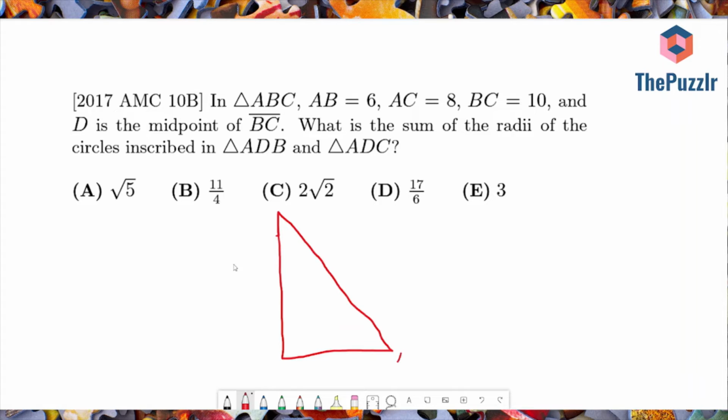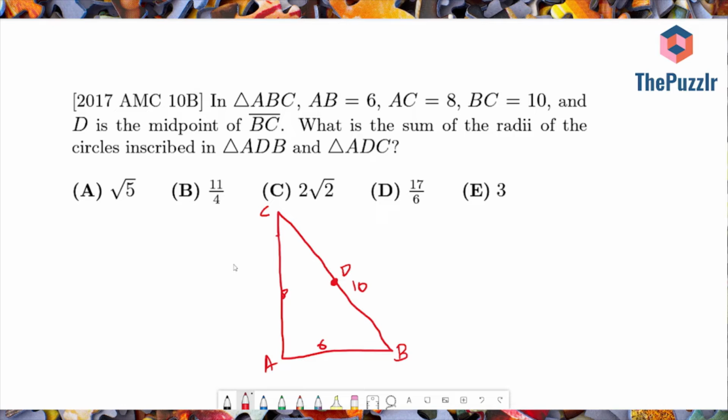So we have that AB equals 6. So I'll make this point right here. Okay, so A is this point right here because AB and AC are the legs. And then AC is a longer leg, so let's make this point C and this point B. 6, 8, 10. And D is the midpoint of BC. What is the sum of the radii of the circles inscribed in ADB?